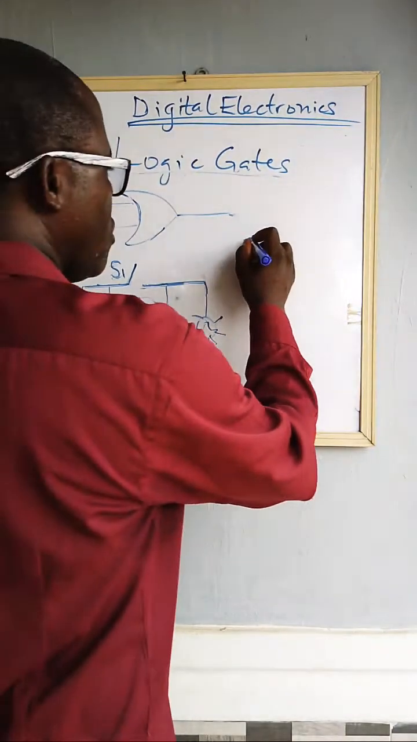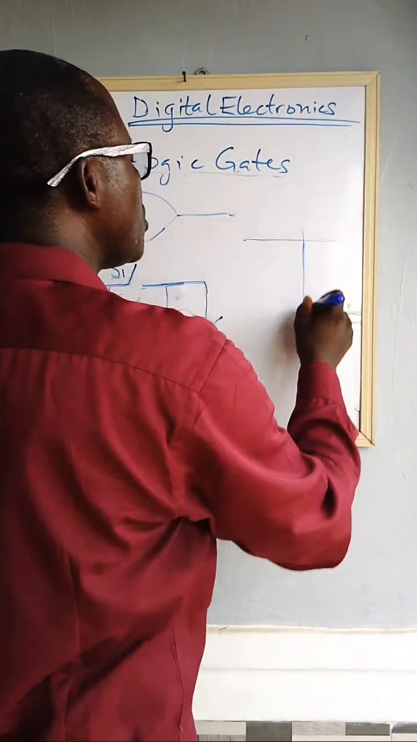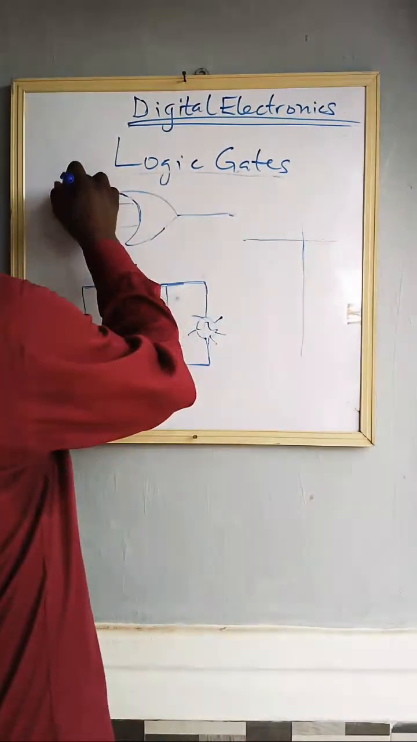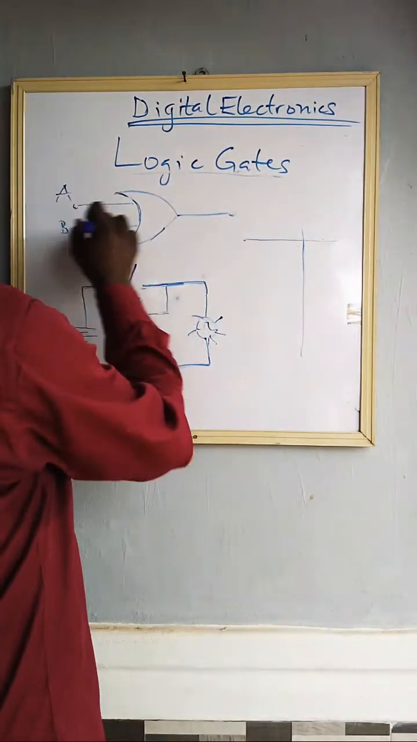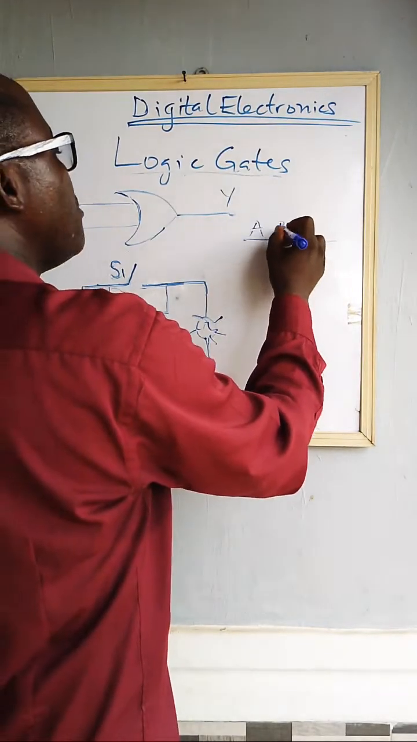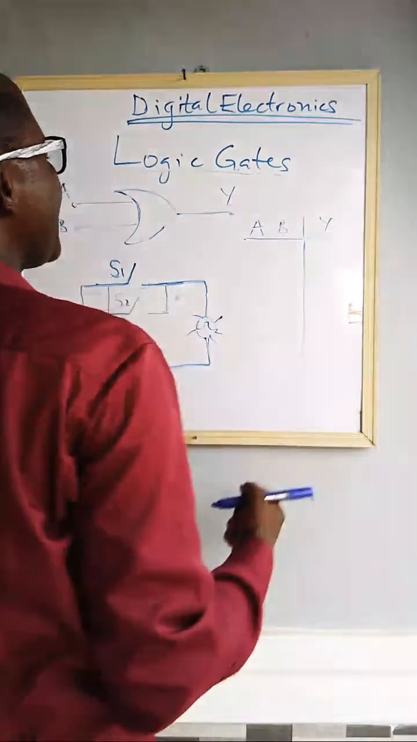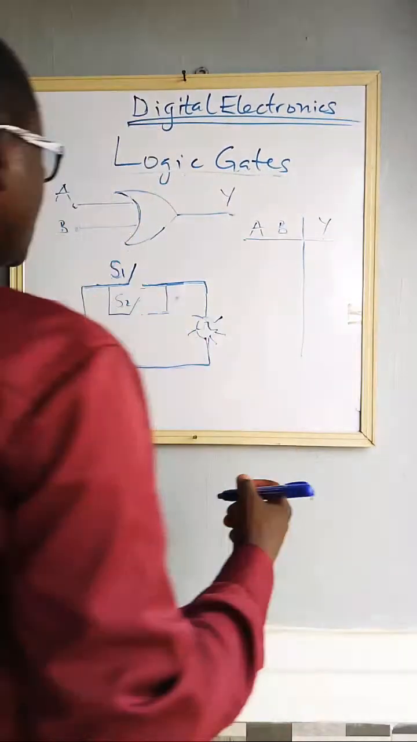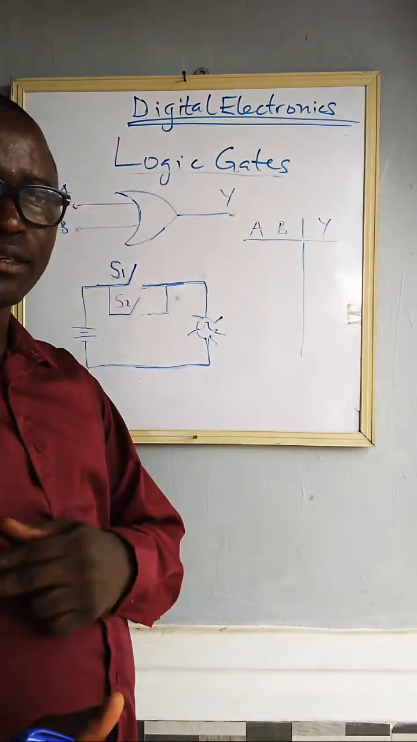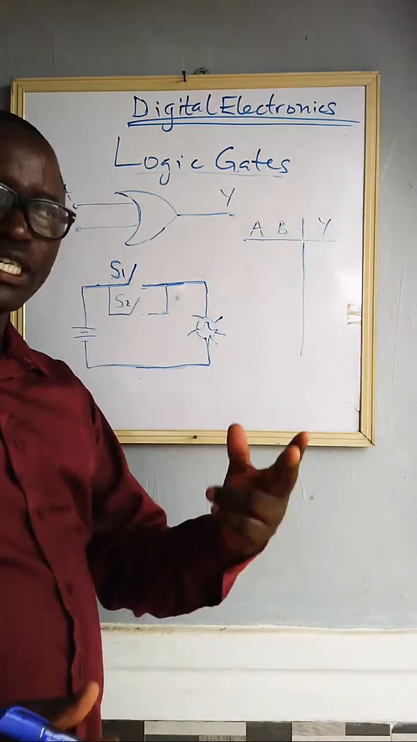We have what we call a truth table that gives us the function of a logic gate. If this is A, B, and the output is called Y, then we have A, B, output Y. Because in digital circuits, we always have two states, 0 or 1. And that's why they call it the binary system. 0 or 1, two states.